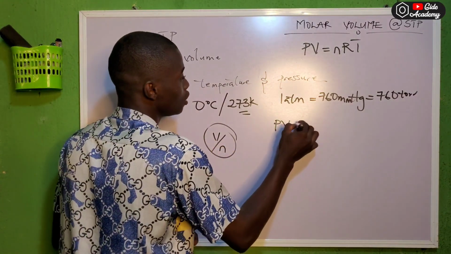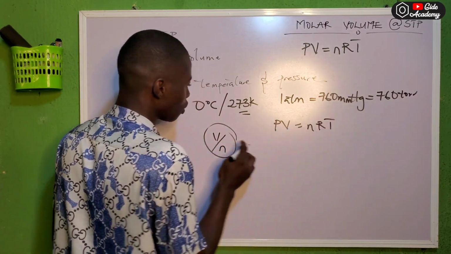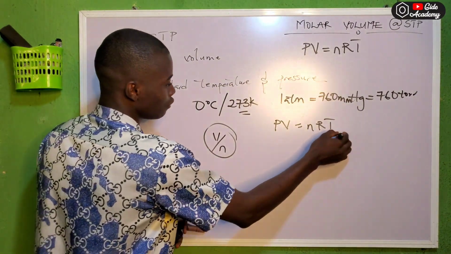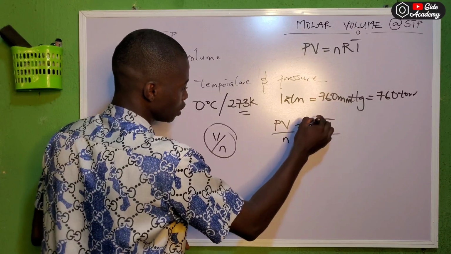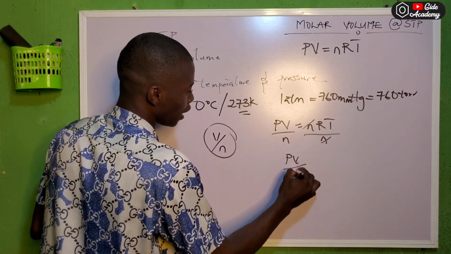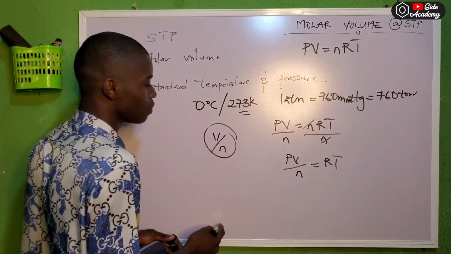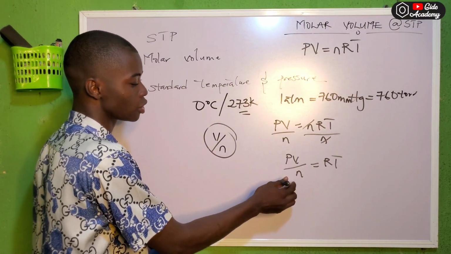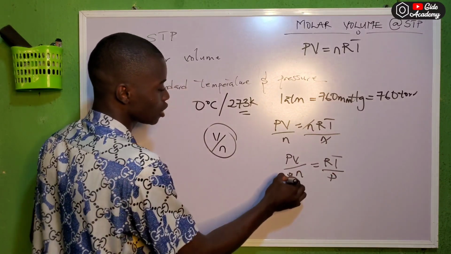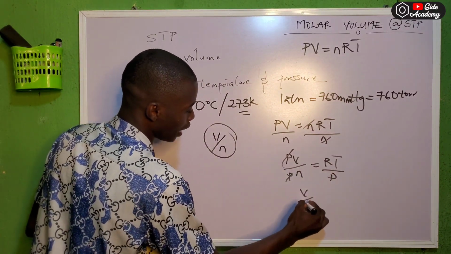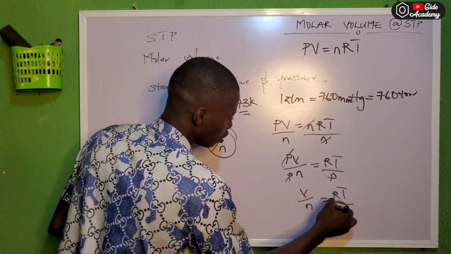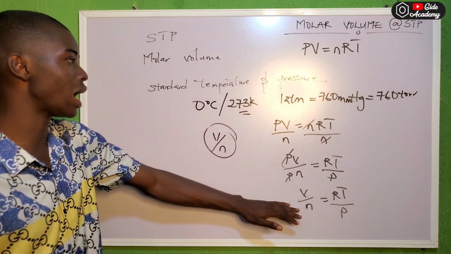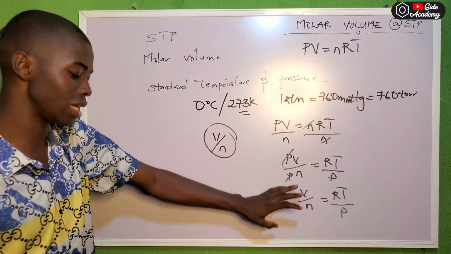So if I have PV equals nRT, what we are looking for is V over n. If I divide both sides by n, I'll have PV over n equals RT. But we are not looking for PV over n, we are looking for V over n. So I will divide both sides again by P. If I divide both sides by P, I'll have V over n equals RT over what? P. So this is the formula for calculating the molar volume at STP.